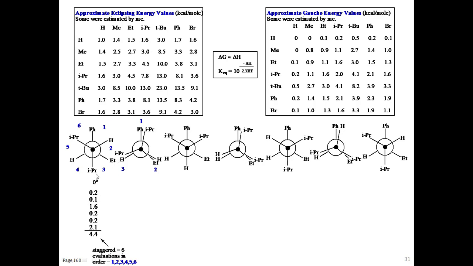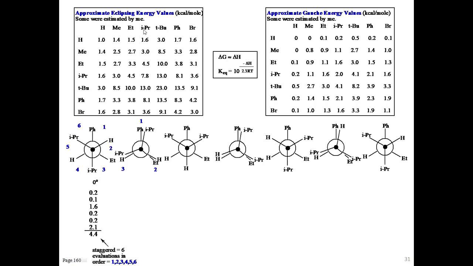And if I look at ethyl versus isopropyl, I'm thinking this is going to be a little bigger. Okay, so I find ethyl, I go over to isopropyl, I see 1.6. And then if I look at isopropyl versus H, H versus isopropyl 0.2, and H versus isopropyl again 0.2, and now this one's going to be big. Isopropyl and phenyl would be 2.1. If we add all that up, it comes out to 4.4. So the energy cost for this particular conformation has a starting value of 4.4.